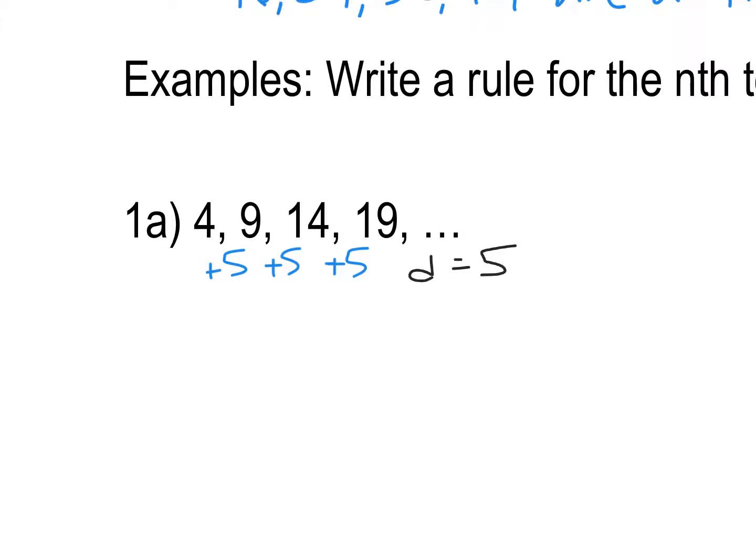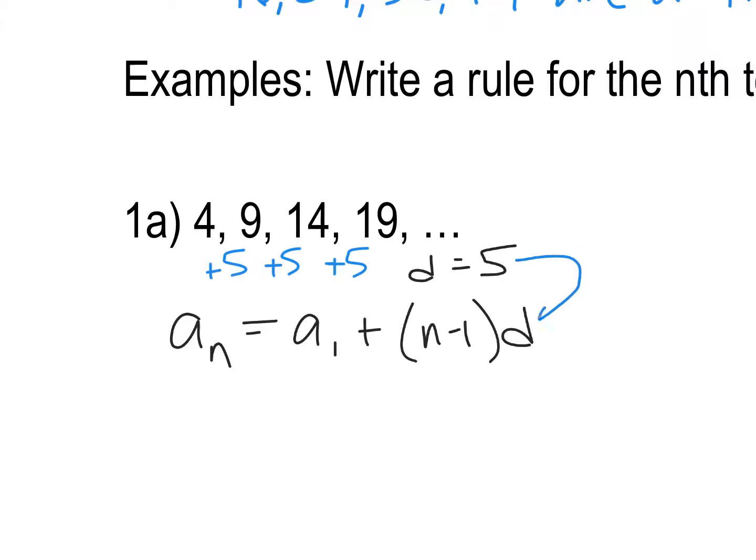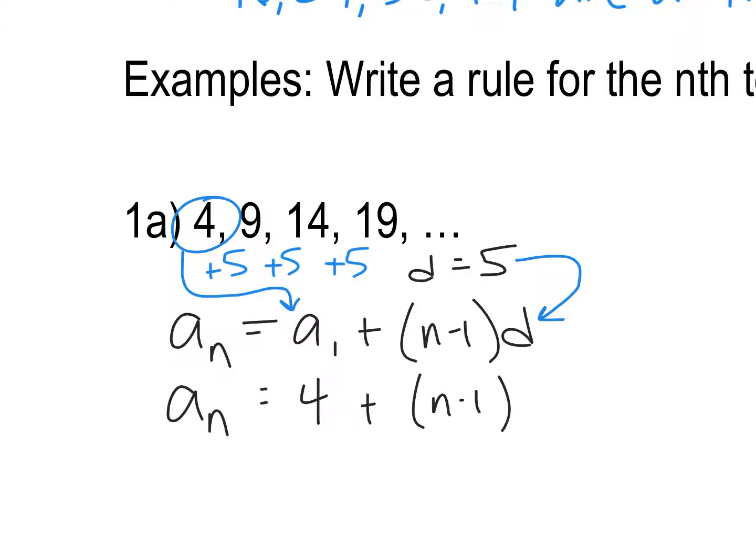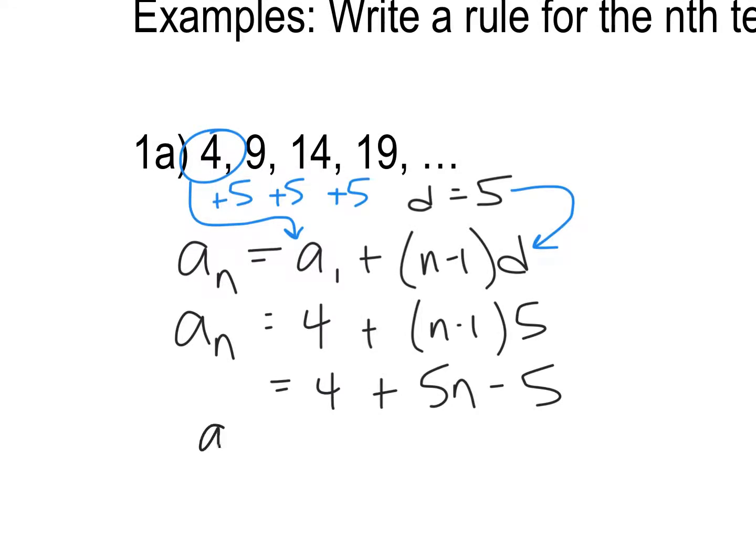I'm going to use my formula. A sub n, the nth term, equals A sub 1, which is the first term, plus n minus 1 times D. I'm going to plug in the 5 for D, and I'm going to plug in the 4, which is the first term, for A sub 1. So that means if I want to find any term, A sub n, my formula is 4 plus n minus 1 times 5. And yes, I can clean that up a little bit. It's 4 plus 5n minus 5. And so that means my formula for A sub n is 5n minus 1.